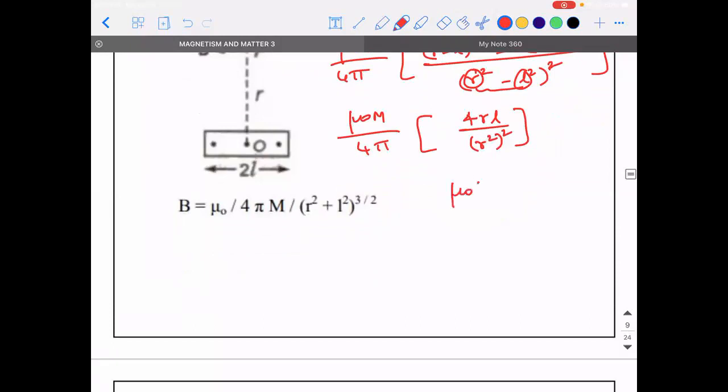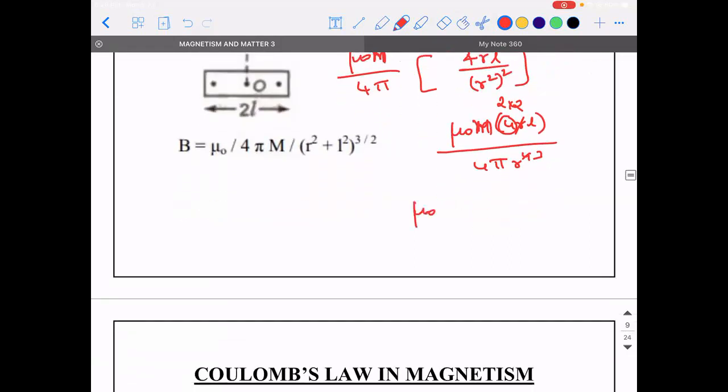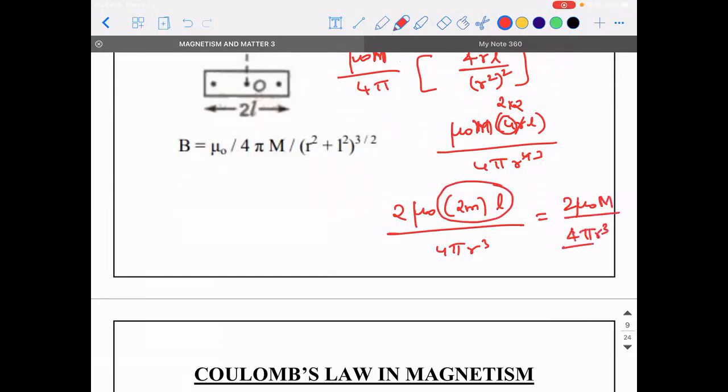So what will be the answer, guys? Mu naught M into 4RL divided by 4 pi R power 4. This and this will get cancelled. So this 4 I can write as 2 into 2. So 2 times mu naught into 2m into L divided by 4 pi R cube is equal to what? 2 times mu naught into, what is 2m into L? It is capital M, that is the magnetic dipole moment, divided by 4 pi R cube. Did you understand how it came?